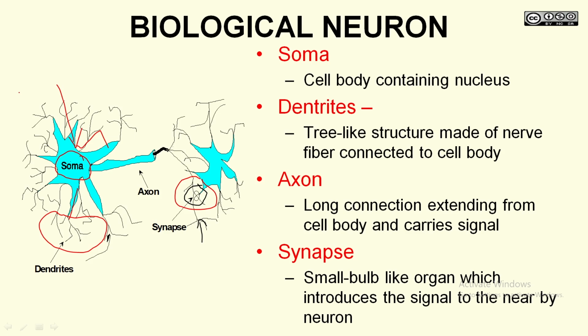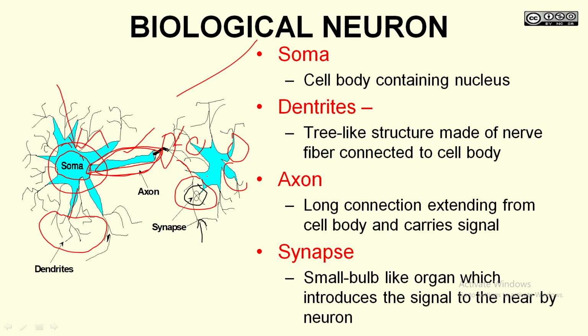If you look at the picture, in the soma the information is processed and the processed information is taken out through the axon. See this long connection extending from the cell body and carrying the signal. This is called the axon. Likewise, we have many axons here. At the end of the axon, again we have synaptic caps, from which dendrites arise, and the dendrites join to the neighboring neurons. How many neurons are there? There are 10 to the power 11 neurons.